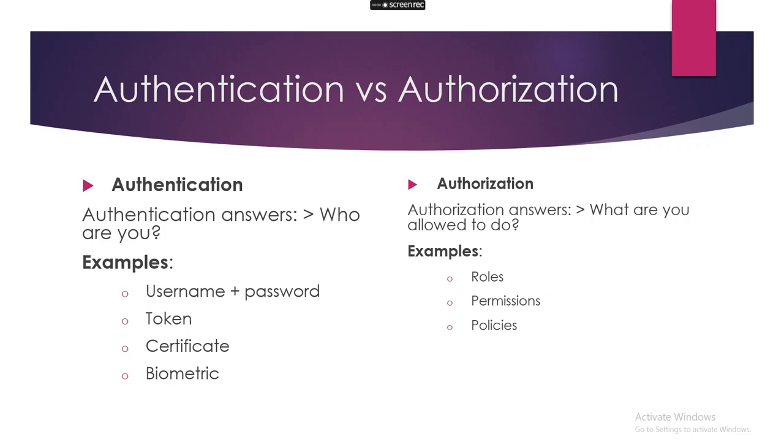We're going to move to the actual lesson today. So authentication versus authorization. What is authentication? Authentication answers the question, who are you? Okay. It allows us to protect our system by asking the user, who are you? So examples of authentication are username and password, token-based authentication, certificates, and biometrics.